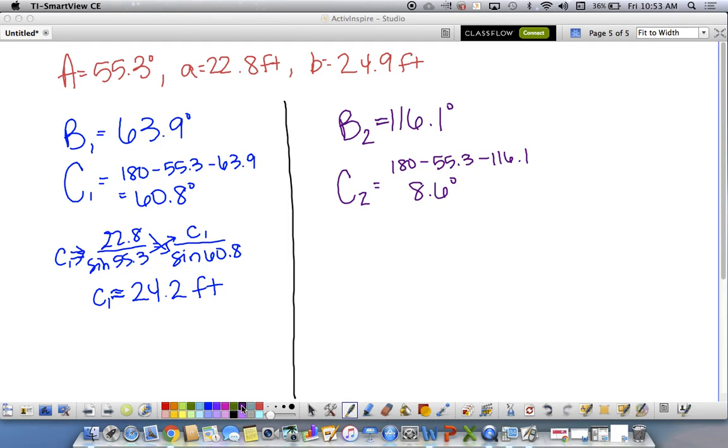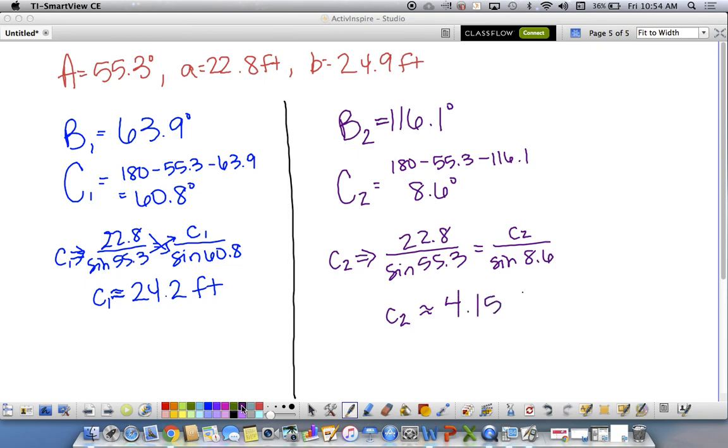For little c2, we would do the same exact process. We're going to use 22.8 over sine 55.3 equals c2 over sine of 8.6. It's probably going to be a really small number with that small of an angle. So c2, when you cross multiply and plug that in, is going to be something like 4.15 feet. You will have 6 answers that you will have to find when there are 2 triangles.